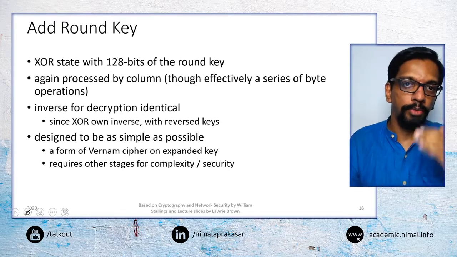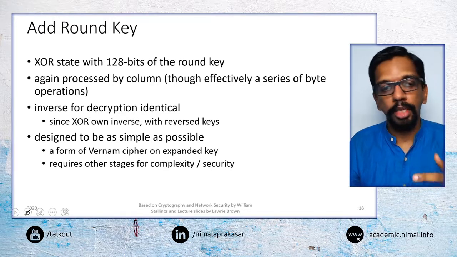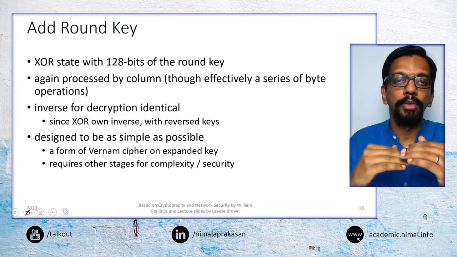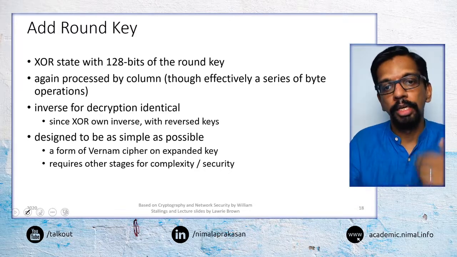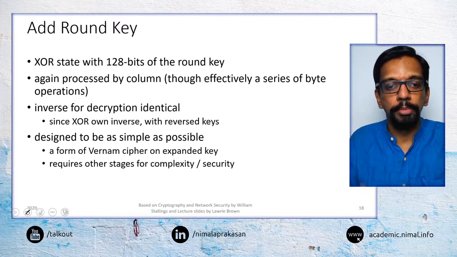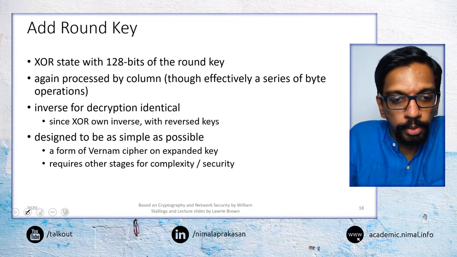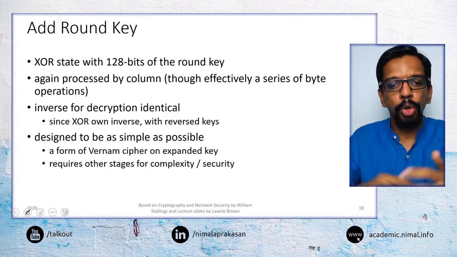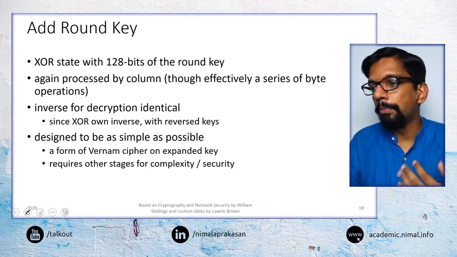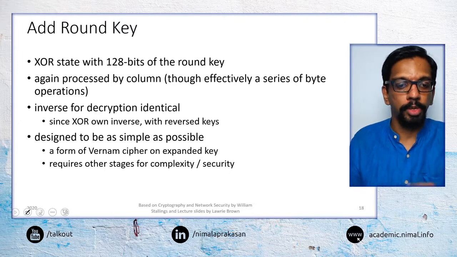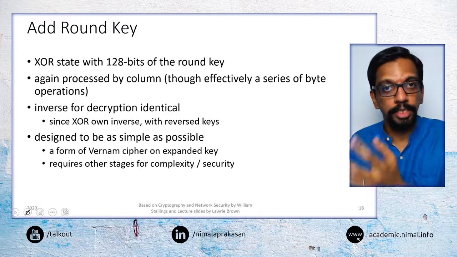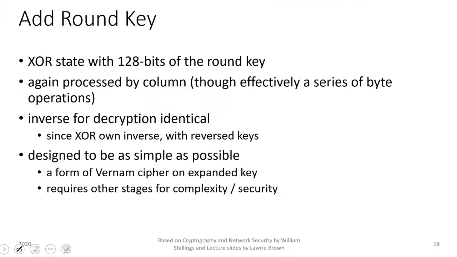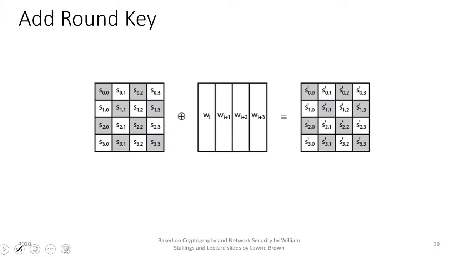Then the last operation, the fourth operation, is the adding of the round key. We will take the XOR with the round key. We will get the round key for that particular round, and we will XOR that with the state, and we will get the value for each of those bytes. Again, the decryption is identical because it's an XOR, so it is automatically inversed. The main point here is this is designed to be as simple as possible without significant complexity, but still keeping up with the requirements of security. So we will take the state, XOR that with the round key, and produce a resulting state.